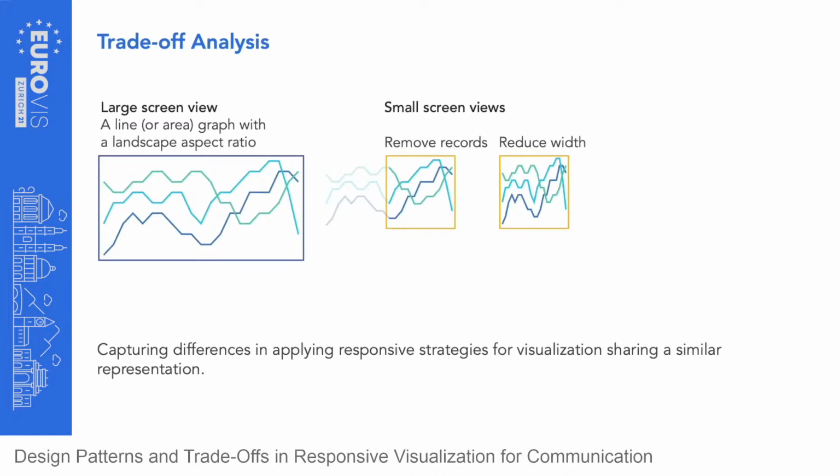Thus, we characterized responsive visualization design as a trade-off between information density and preserving a visualization's intended messages. We observed that many examples apply strategies either about reducing density or about retaining messages or takeaways. For instance, given a line or area graph with a landscape aspect ratio, some authors remove records to adjust graphical density, and others reduce the width of the chart to maintain data points.